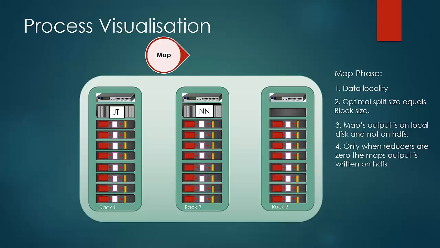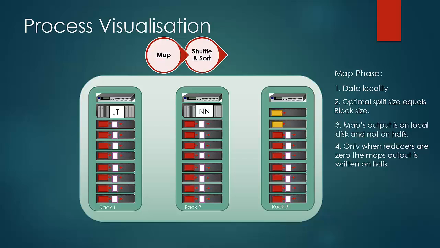The next phase is shuffle and sort. All the map output is merged, sorted and partitioned. So there are three steps that happen. First is the merge, which is nothing but combining the output of all the map jobs. Second is sort, which is sorting the map output based on key. And third is partitioning, which means that the output is divided based on the key value.